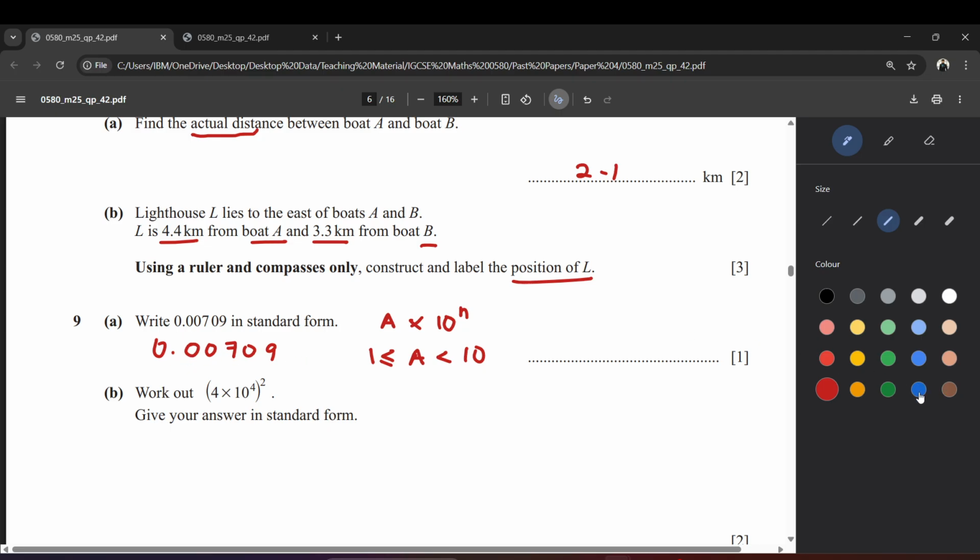Okay, so now we are going to move this decimal point from here one place to the right, another place to the right, and a third place to the right. So therefore this becomes 7.09 into 10 to the power minus 3.